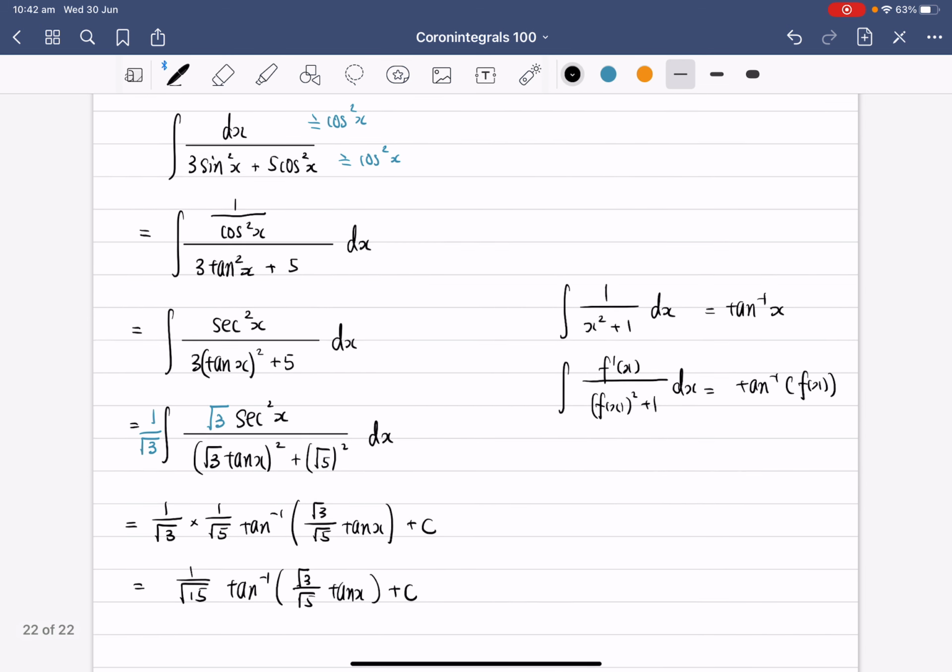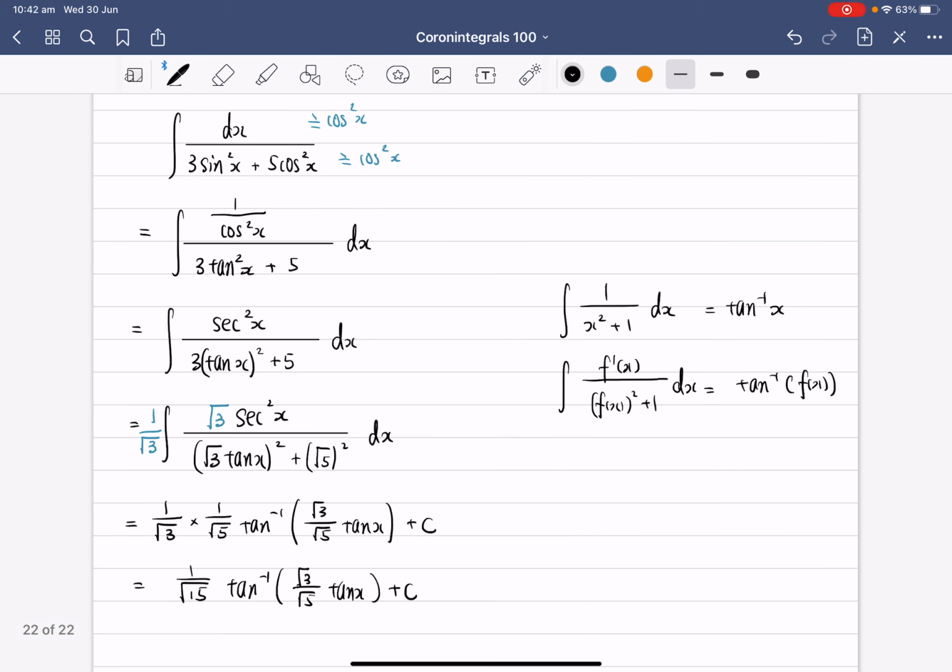So it's a pretty interesting question, and the very first step is being able to change that expression here into this expression and realize this is using one of the reverse chain rule formulas to integrate. Otherwise, you probably need to use the trig identity formula to manipulate the denominator and then use the t formula to actually solve this question.